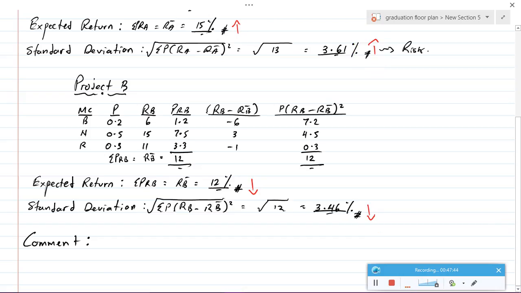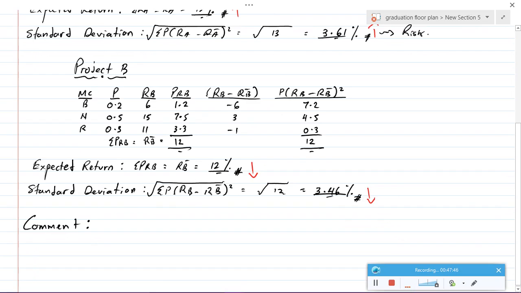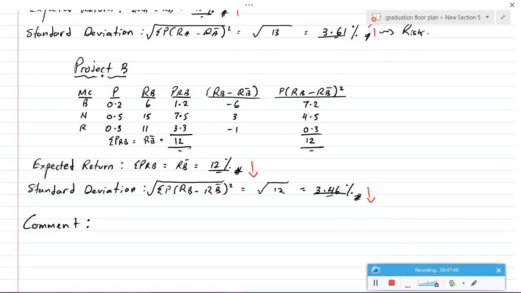Now let's go for the portfolio investment. So the portfolio is going to be what? 50-50. Okay, 50%, 50% investment. So we start with the expected return first. Formula.